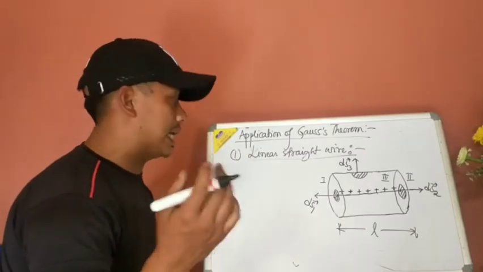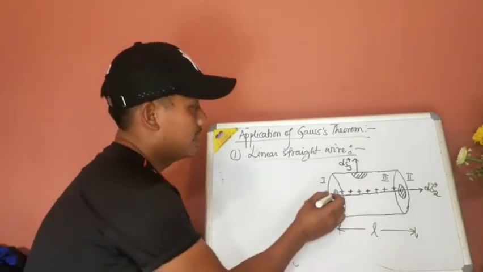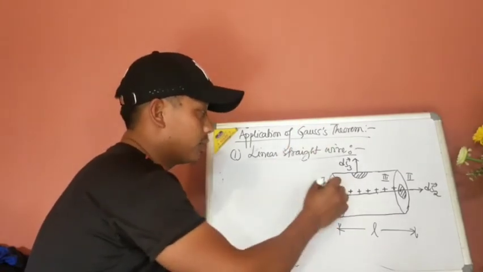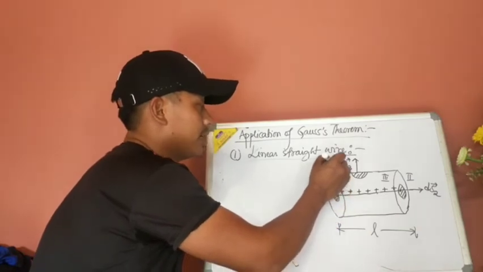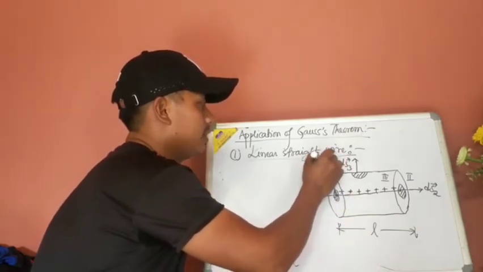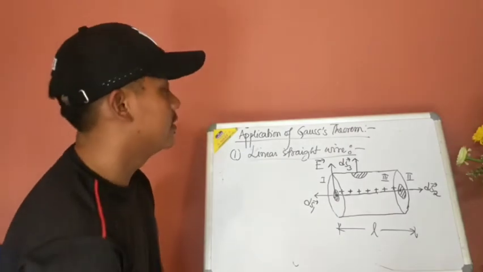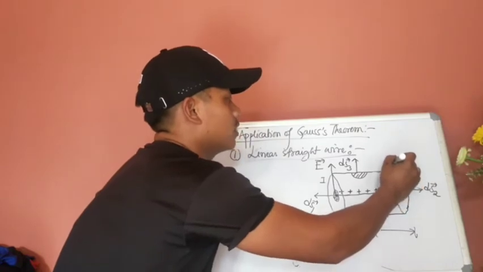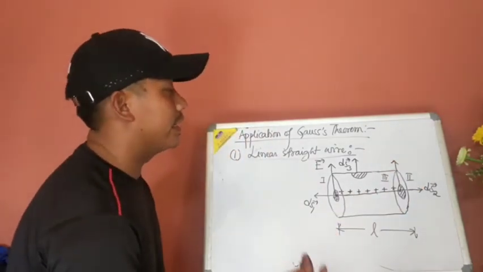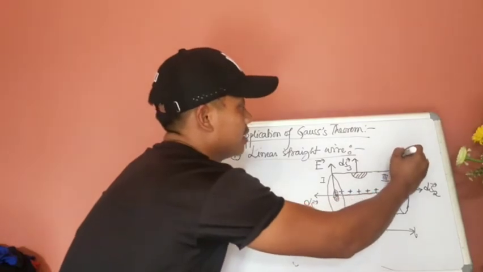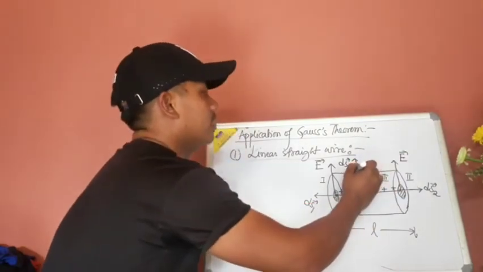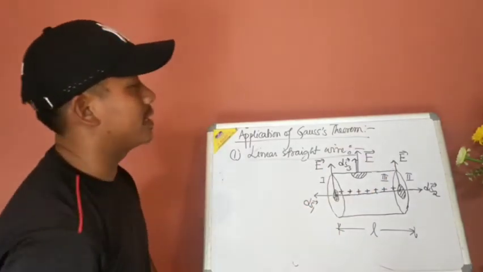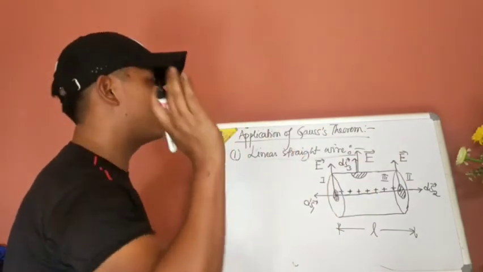Let us try to draw the electric field intensity now. The electric field should be radially outward. This is the electric field, E vector, electric field intensity. Likewise, here also, by the definition of the Gaussian surface, at any point the electric field should also be E, and this E vector will be the same here also.